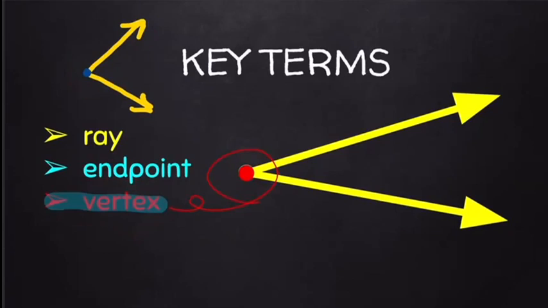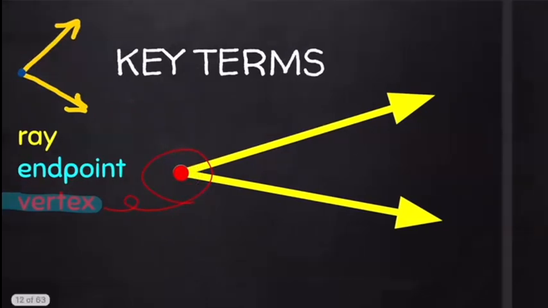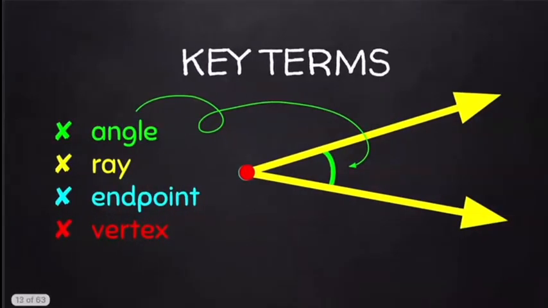And when you have two rays, where the endpoints meet at the vertex, this forms an angle, and this is the symbol for angle. Okay, so when you have two rays, we need two rays and the endpoints connect to make a vertex.